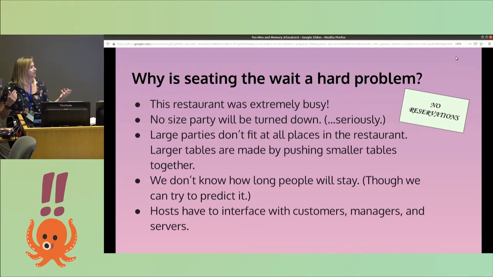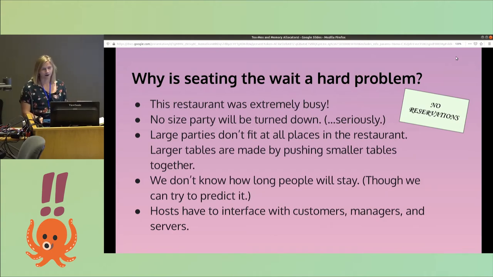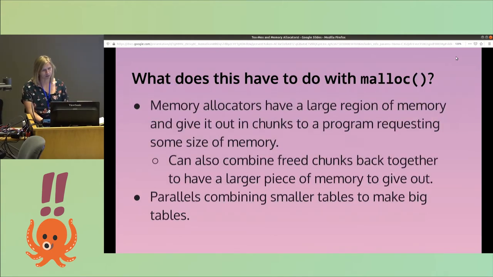Yeah, so we also don't know how long people are gonna stay. We can come up with some metrics to predict it. But as a host, which is what my job was, I had to interface with customers, managers, servers, all these people who kind of had different views of the world, as you might see.